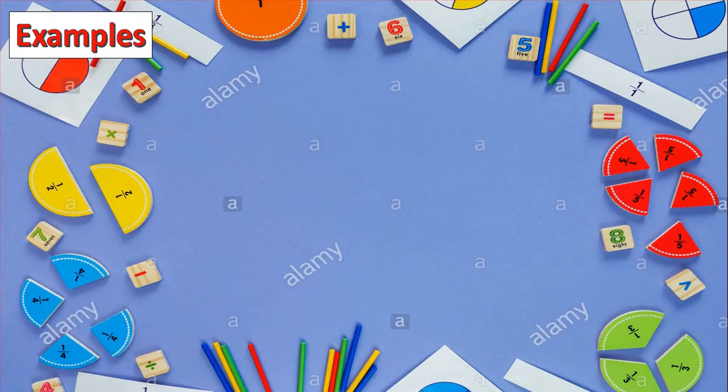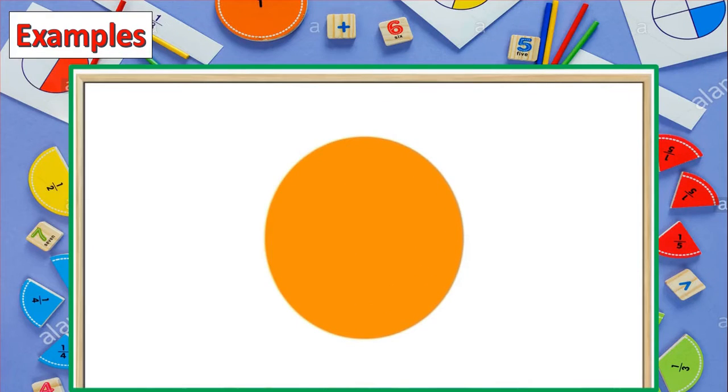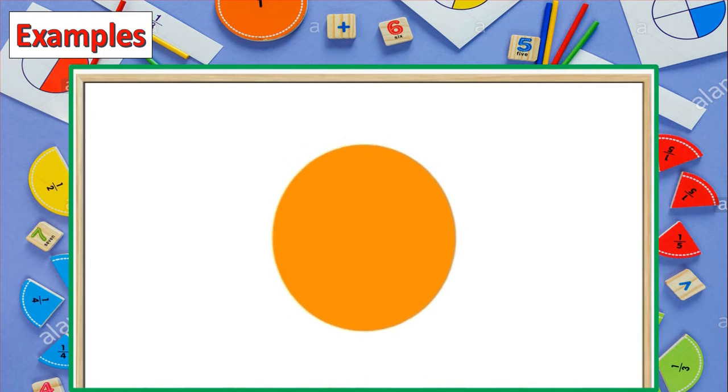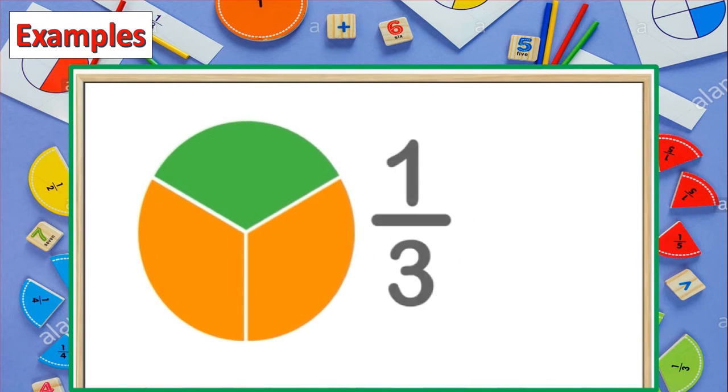Another example. Before we start, let's remind ourselves what a fraction is. A fraction represents an equal part of a whole or a group. Here is one whole circle. This is the fraction 1/3. The 3, or bottom number in a fraction, is called the denominator. The denominator tells us how many equal parts there are.